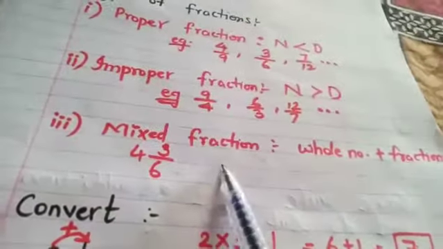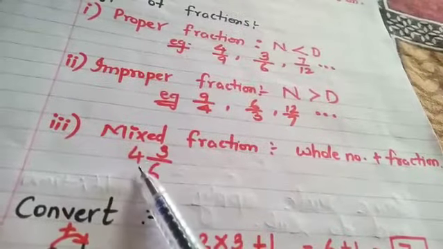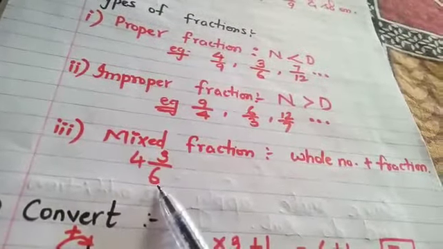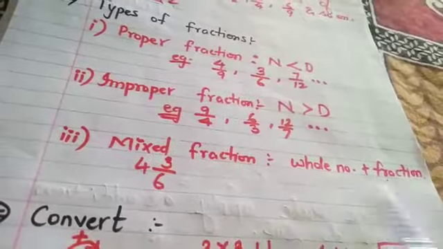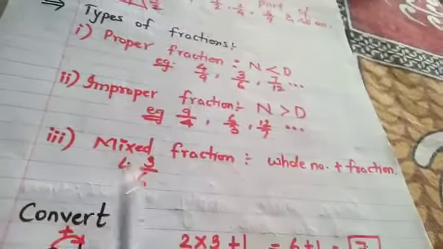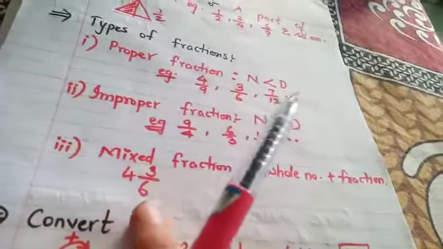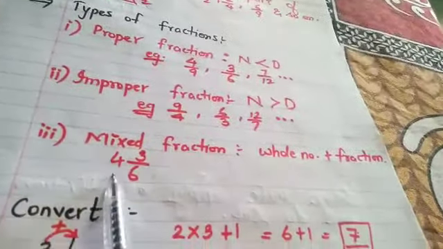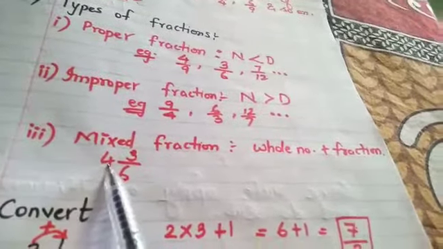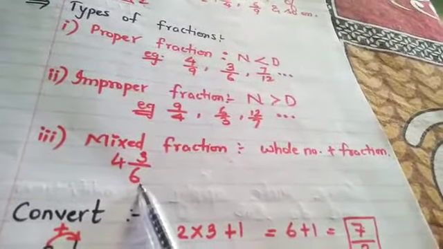Next, the third type is mixed fraction. If we are writing a mixed fraction like this, 4 integer 3 upon 6, the whole plus fraction. This 4 is the whole number, or you can say integer, and 3 upon 6 is the fraction. So if we are writing like this, we have to say it as 4 integer 3 upon 6. Okay.